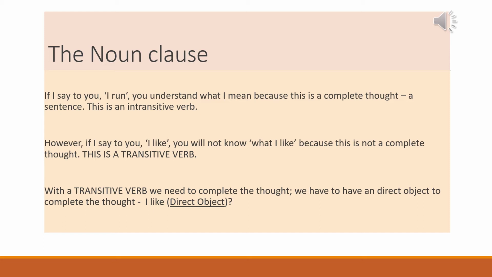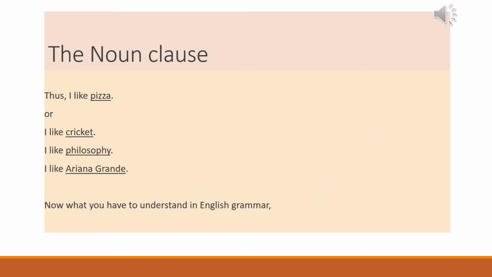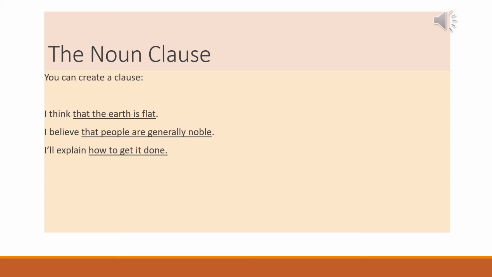So we have to add a direct object in most cases to complete the thought. So in this example, we say "I like," and then you have to give it a direct object. Now, what you have to understand about English grammar is that you don't have to use one word as the direct object. As you can see, you can create what we call a noun clause in the object position.